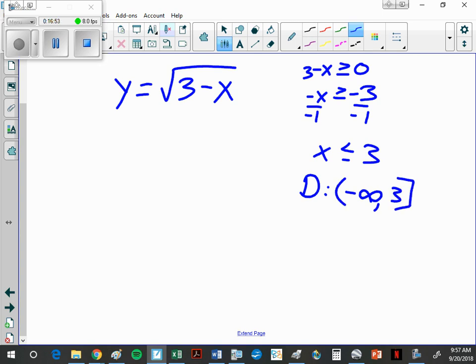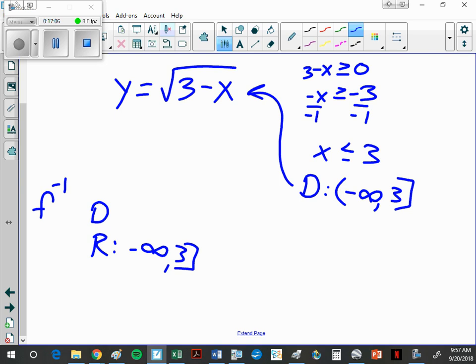That's for my original graph. So for the inverse, the domain is going, or sorry, the range is going to be negative infinity to 3. Okay? Well, where is this square root graph? Well, where is the graph, I guess is what I'm saying.